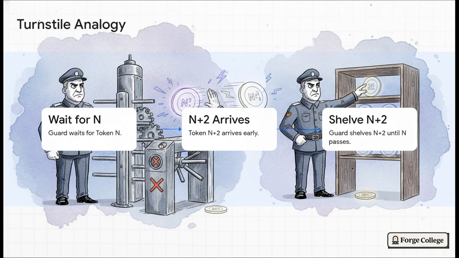But in step 3, he doesn't throw your token away either. He simply shelves token N+2. It just sits there, suspended in a pending state, and he absolutely refuses to process it until you go back and successfully present token N and then token N+1. Only when the exact sequence is satisfied will that guard pull N+2 off the shelf and process it.